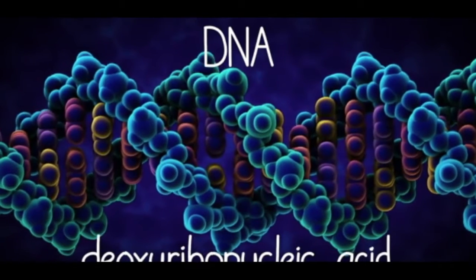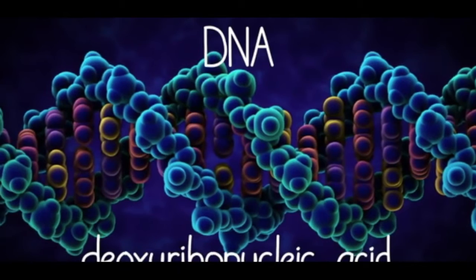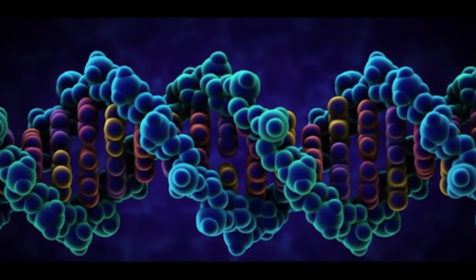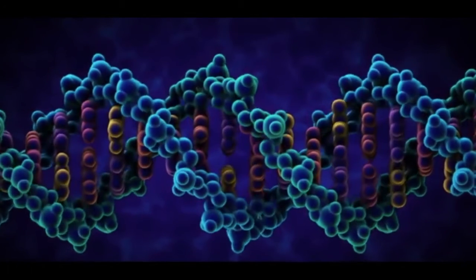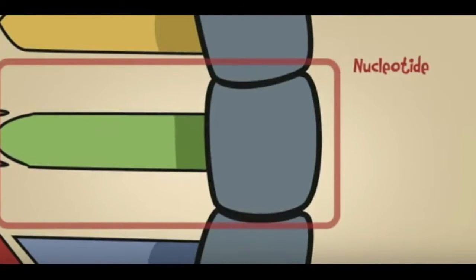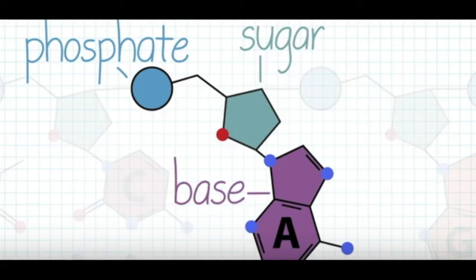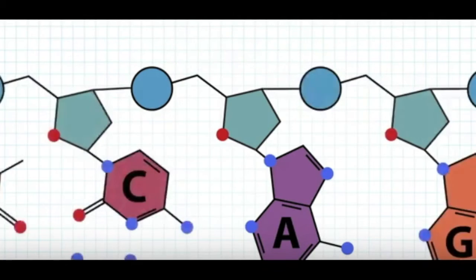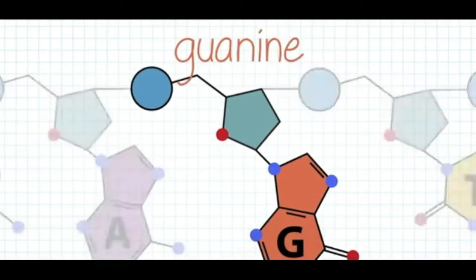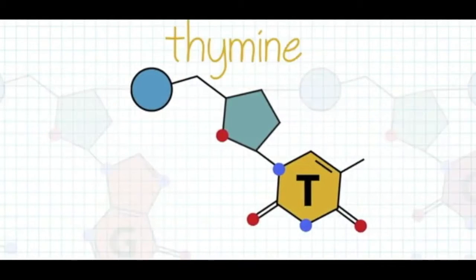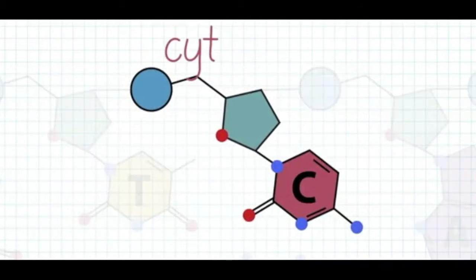DNA is made up of a very long chain of nucleotides. In fact, in you, the smallest DNA molecule has well over 20 million nucleotides. Nucleotides are composed of three main parts: a phosphate group, a 5-carbon sugar, and a nitrogen-containing base. The only difference between each nucleotide is the identity of the base. There are only 4 possible bases that make up each DNA nucleotide: adenine, guanine, thymine, and cytosine.